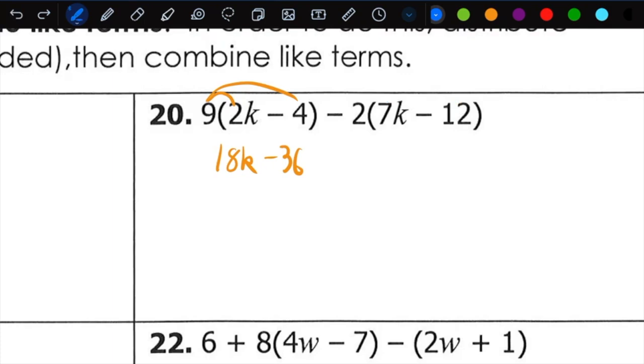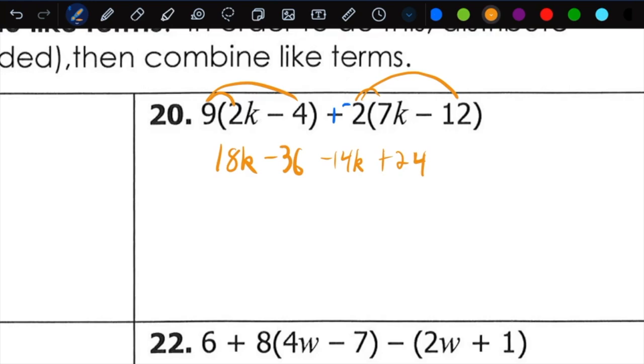Instead, what I encourage you to do is make this minus sign a positive and change the 2 to a negative. It's equivalent, a -2, but it helps us to get our signs correct. So as we multiply through, we get -2 times 7k is -14k, and -2 times -12 is +24. So notice that 24 changed from a negative to a positive from doing it the wrong way to doing it the correct way.